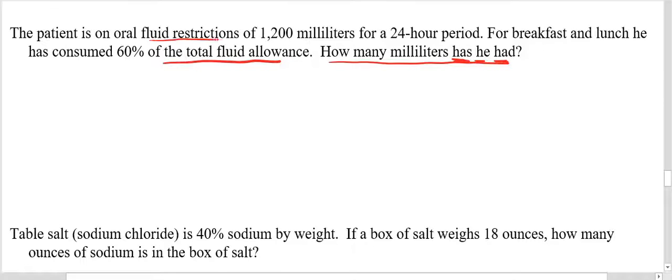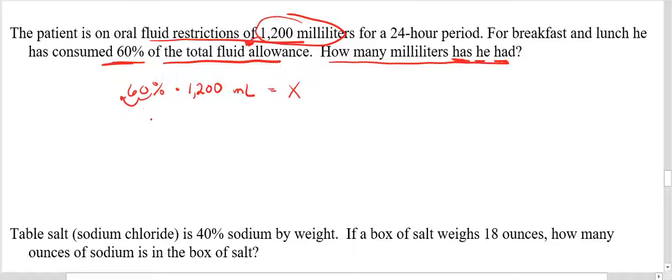Because it's the total fluid allowance, my fluid restriction is the 1,200 milliliters. So he's consumed 60%. So I'm going to do 60% times the 1,200 milliliters. And that's what I want to know, because I want to know how many milliliters he has consumed. Change my percent to a decimal. So I'm going to have 0.6, because remember I don't need that 0 because there's nothing after it. And times the 1,200.